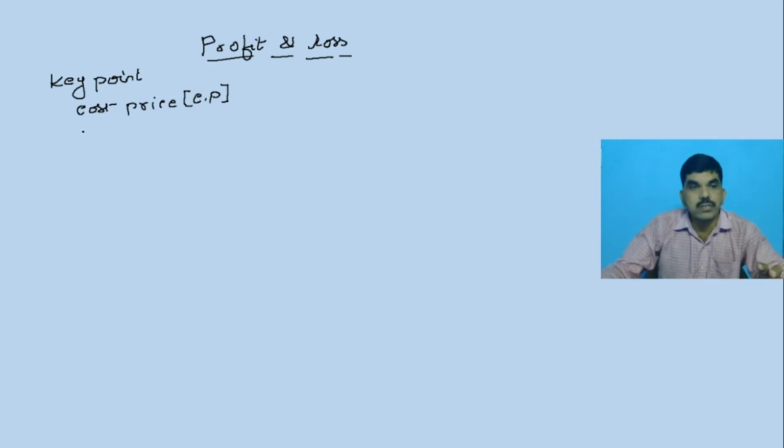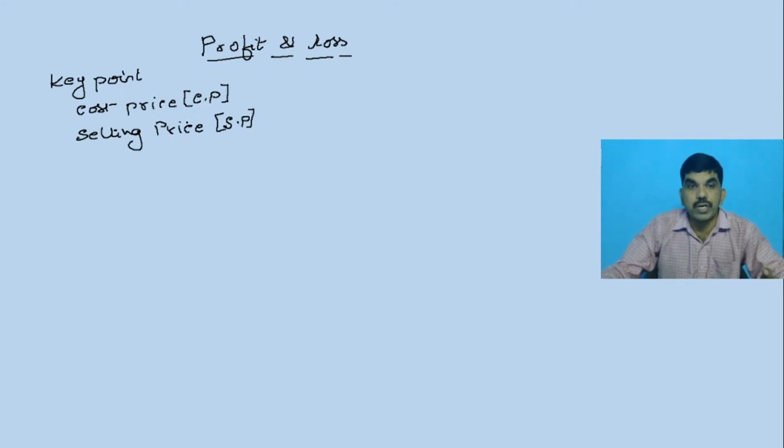Second one is selling price. This I'll denote as SP. This is the price at which the product is sold. So the price at which a product is sold is called the selling price.